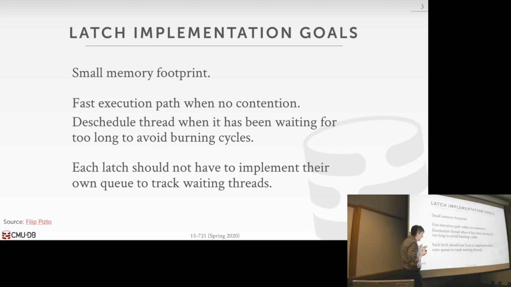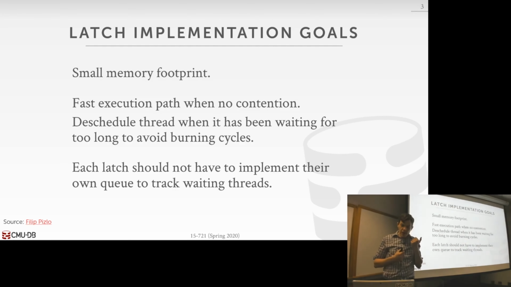If now we have to maintain any metadata about what threads are waiting for us, or what threads are waiting to acquire a latch, we don't want to have each of our latch instances allocate and maintain their own queue data structure to keep track of what threads are waiting. So if we use an OS blocking mutex, the OS does that for us. But if we're using something in user space, above the kernel, then we don't want every single latch to maintain its own queue, because that's going to blow up the size of the thing.